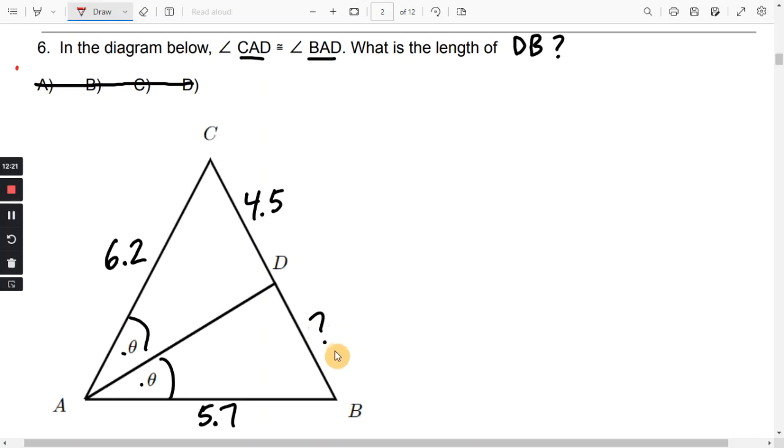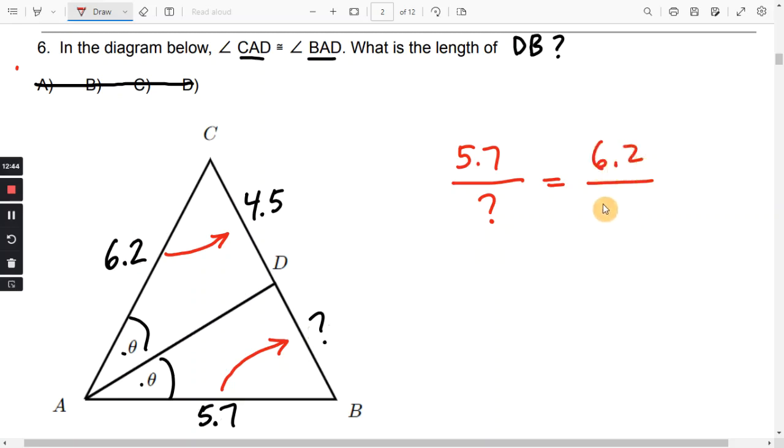And you just set up the fractions. Angle bisector, so 5.7 divided by question mark. And you do the same thing on the other side in the same direction. 6.2 divided by 4.5. All right, so make sure you go in the same direction on both triangles. Once you establish that, you're in business.